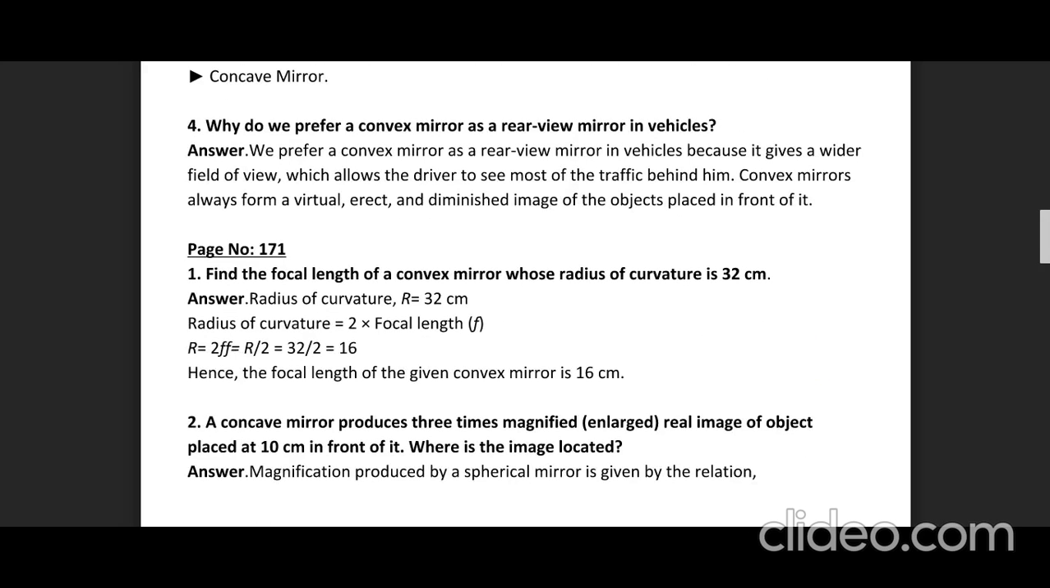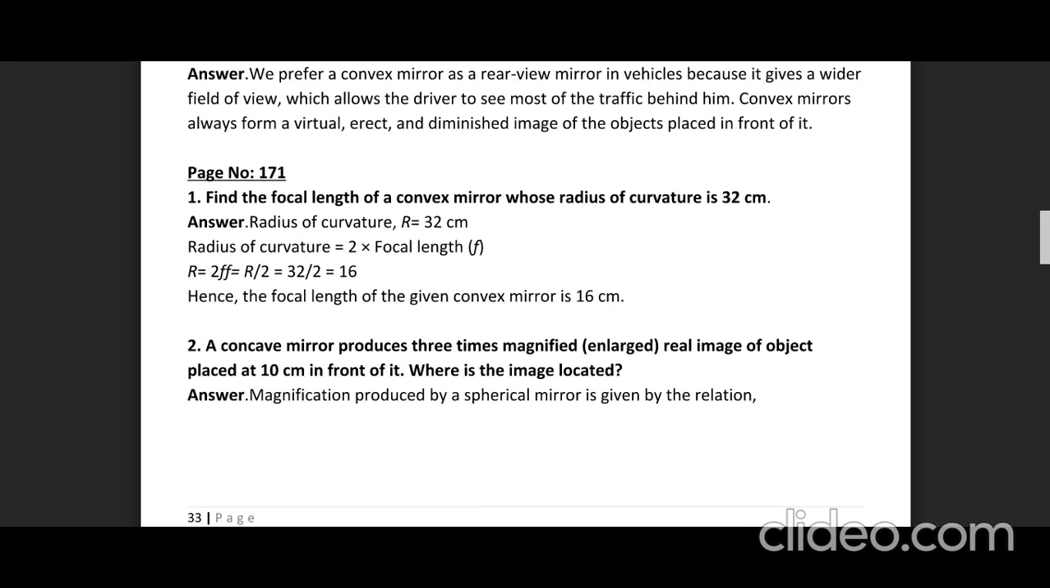Now next is, find the focal length of a convex mirror whose radius is 32. So r is equal to 32. Again the same formula, r is equal to 2f. Then you will calculate f is equal to r by 2. So 32 by 2, that is 16. You get the value of f, that is 16. So the focal length of the convex mirror is 16 centimeter. In case of mirrors or lenses, you can determine the radius of curvature or focal length by the same formula if one thing is given to you.